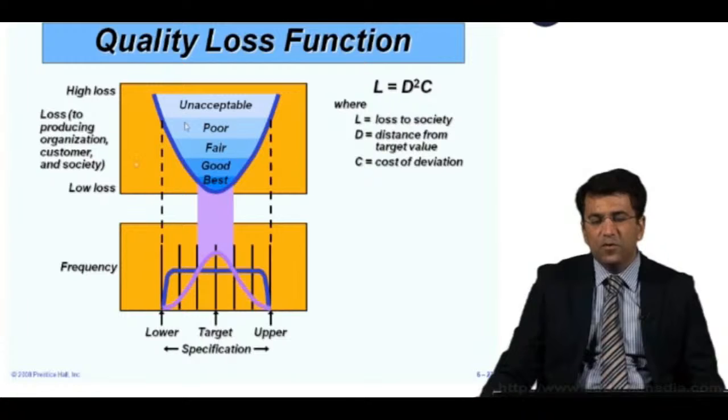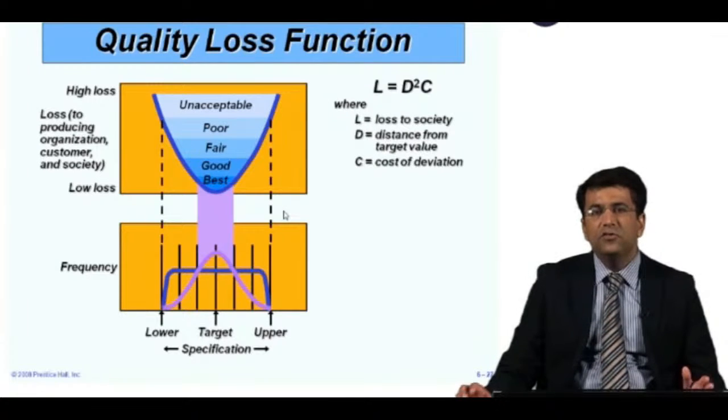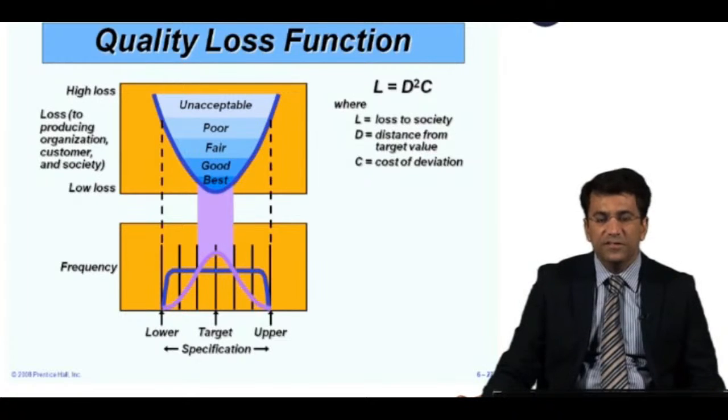So that is the concept of quality loss function, that we should be able to produce goods and services in such a way that they meet our customer requirements. If we are not doing that, we will have to suffer in the form of cost incurrence.